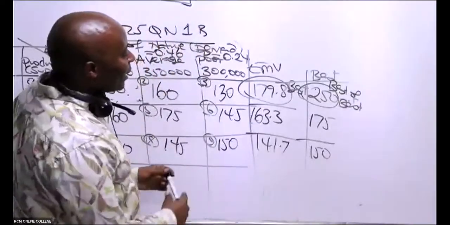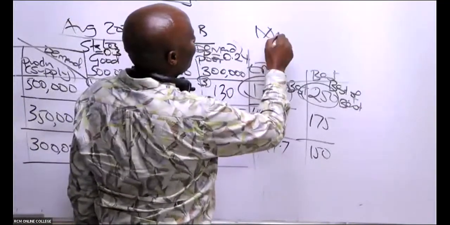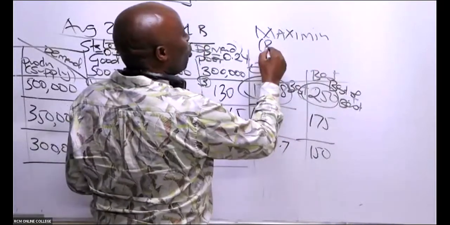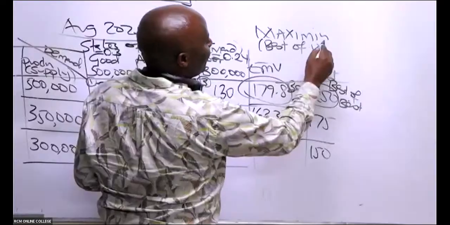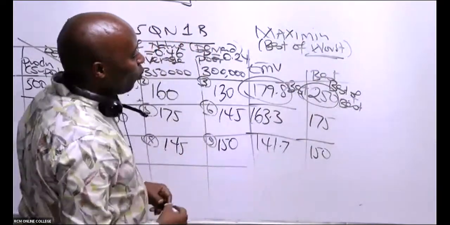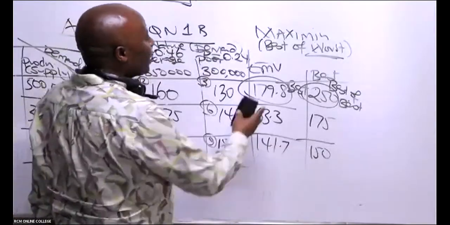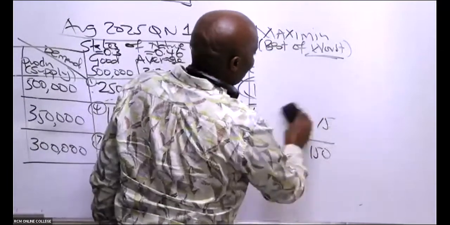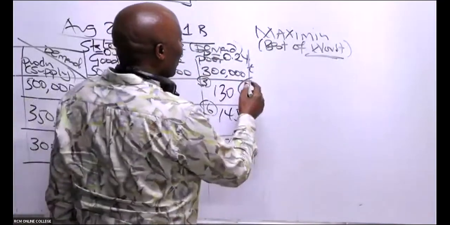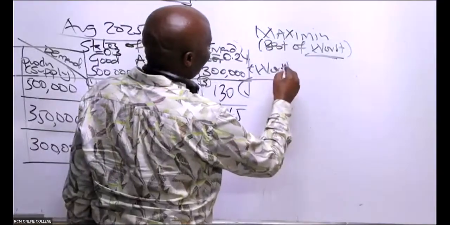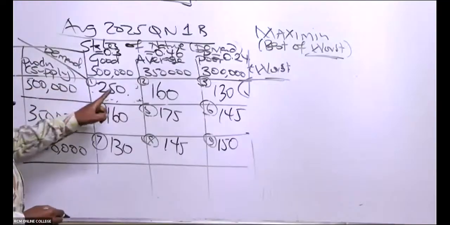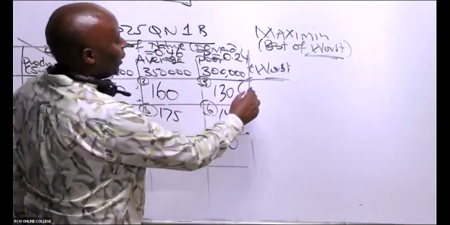So then we have maximin. Maximin, maximum minimum, is called best of who? Best of worst. And we always start with the second part where you give us the worst payoffs. You don't have to rub yours. So give us here the very worst. You start with the worst for each. So which one is the lowest? The 250, 160, 130. 130 is the worst.